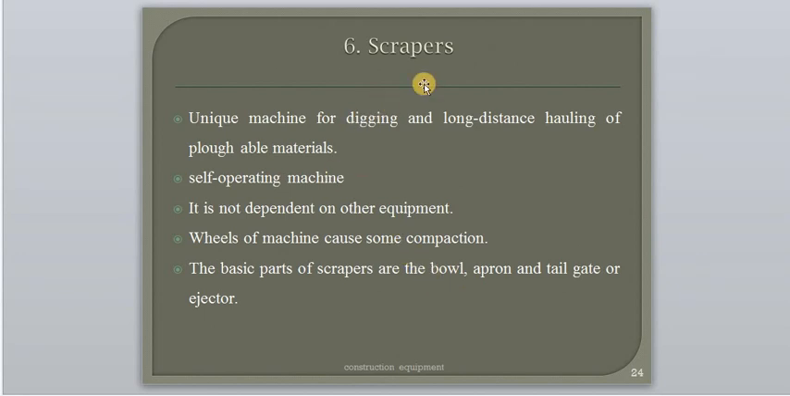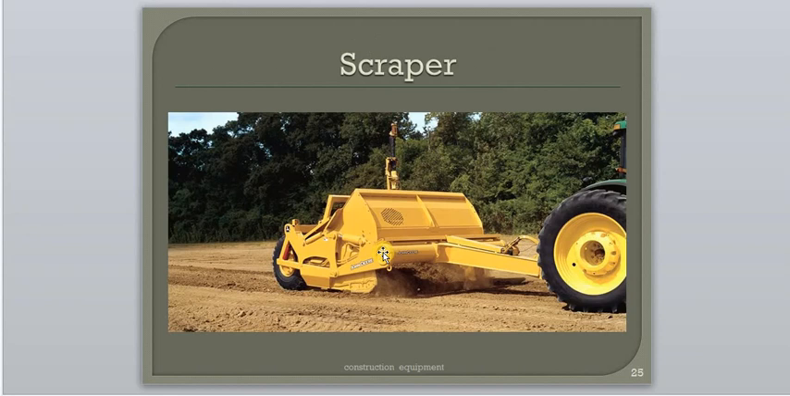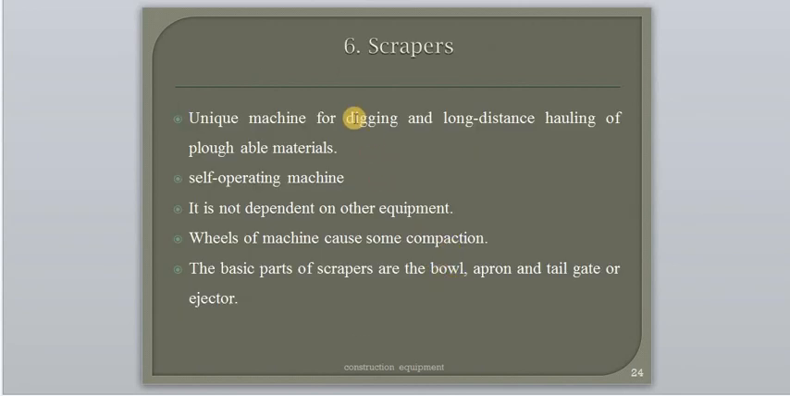Sixth number is nothing but the scrappers. It is a unique machine. Here this is the scrapper, and there is a figure for this scrapper. So what is the specialty of scrappers? A unique machine for digging and long distance hauling. We can transport material from one place to another place.